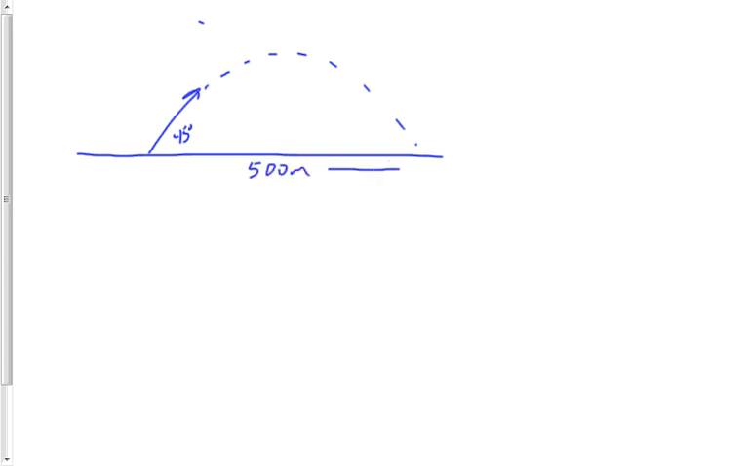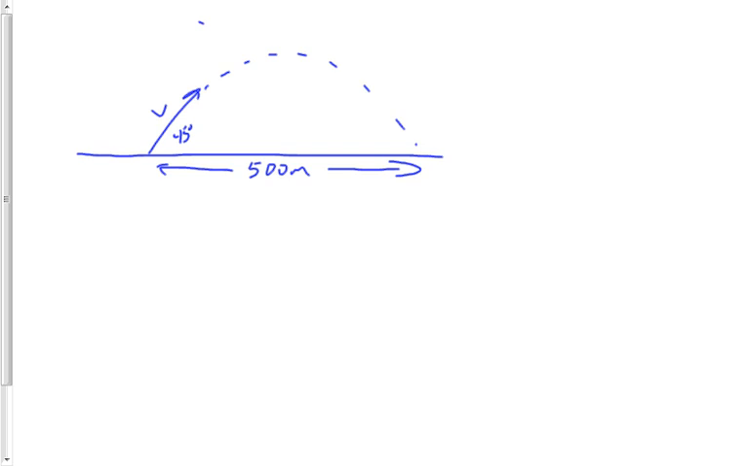A cannon fires a cannonball 500 meters down range when set at a 45-degree angle. What's the velocity that the cannonball leaves the cannon? Here's the picture. It's 45 degrees. It goes like this. It goes 500 meters downrange, so the horizontal displacement is 500 meters. We want to know how fast it was moving when it started.